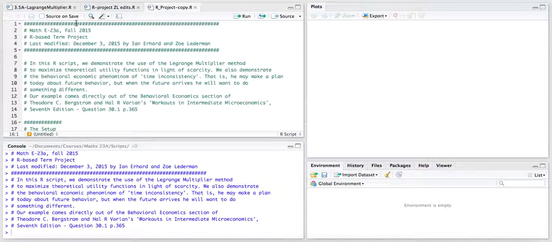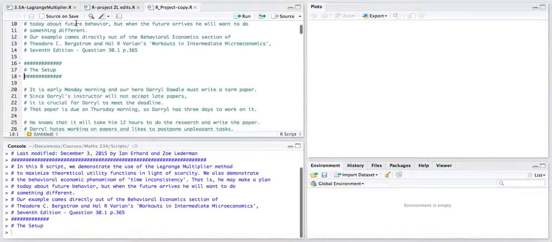And here we'd also like to give credit to Hal Varian and his textbook Workouts in Intermediate Microeconomics, a book from which we borrowed large parts of the problem that we'll go over today.